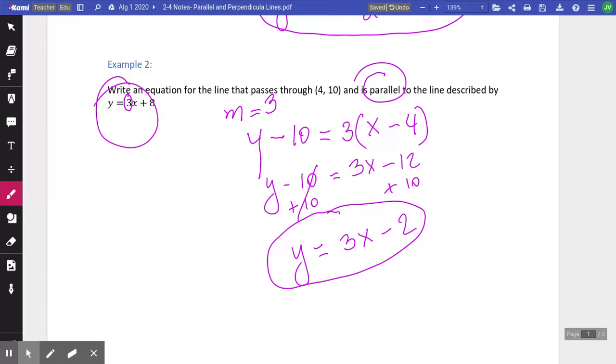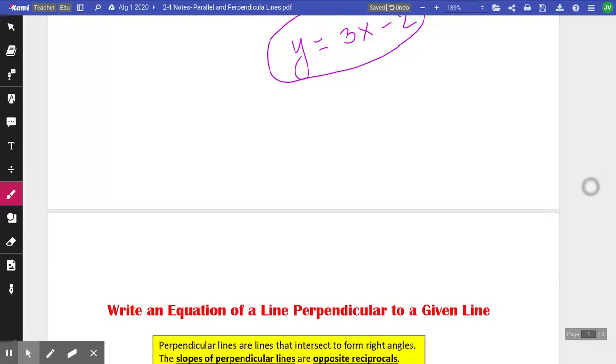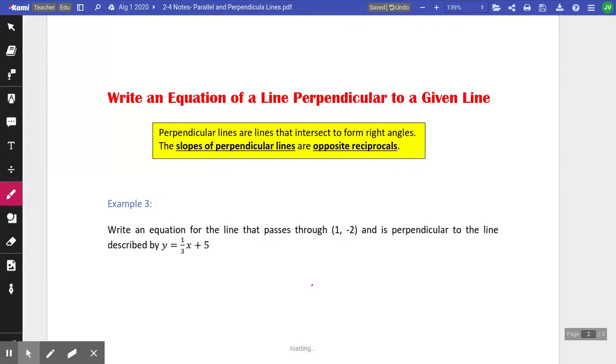As you can see, 3x is the same for both lines, and the y-intercept for the given line is 8, and the y-intercept for the parallel line that we just found the equation of is -2. Now let's take a look at the perpendicular lines.